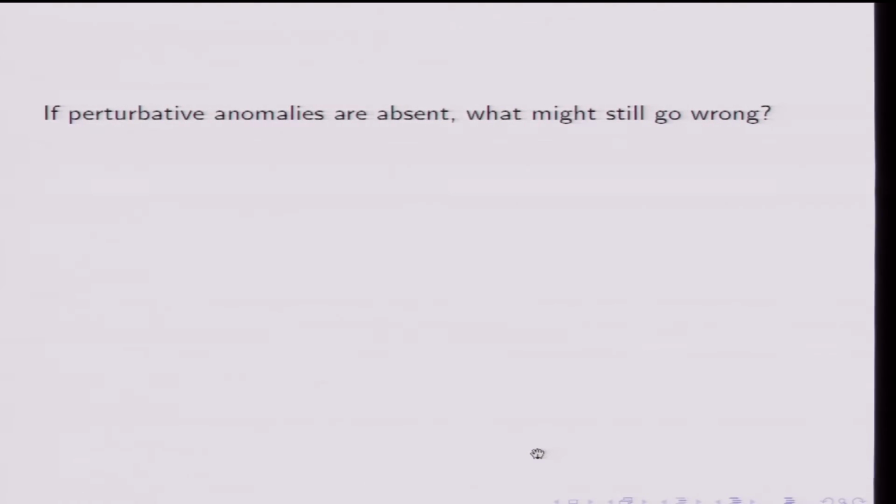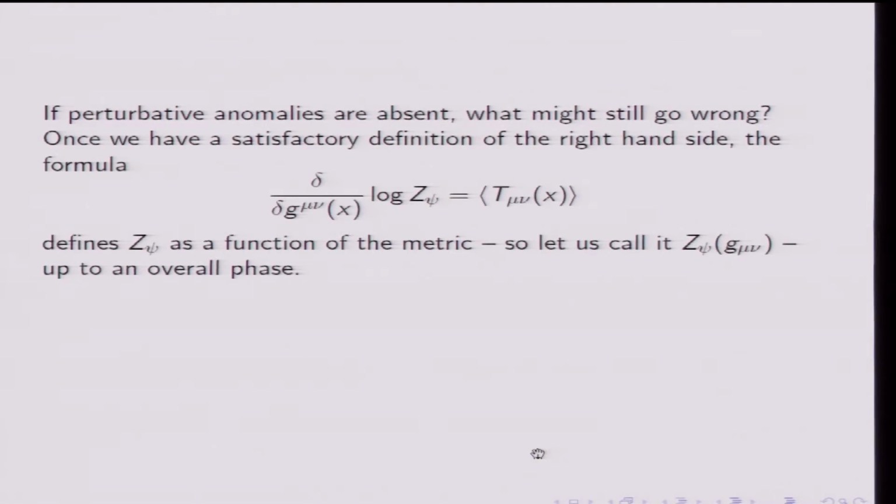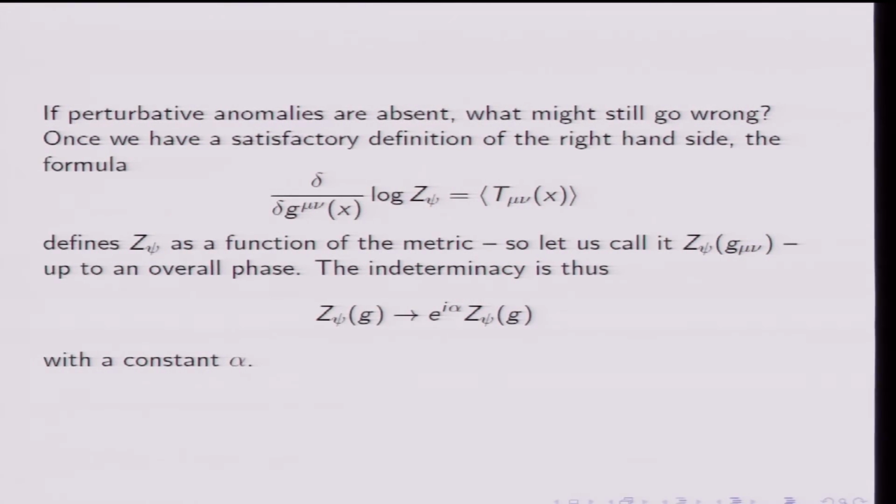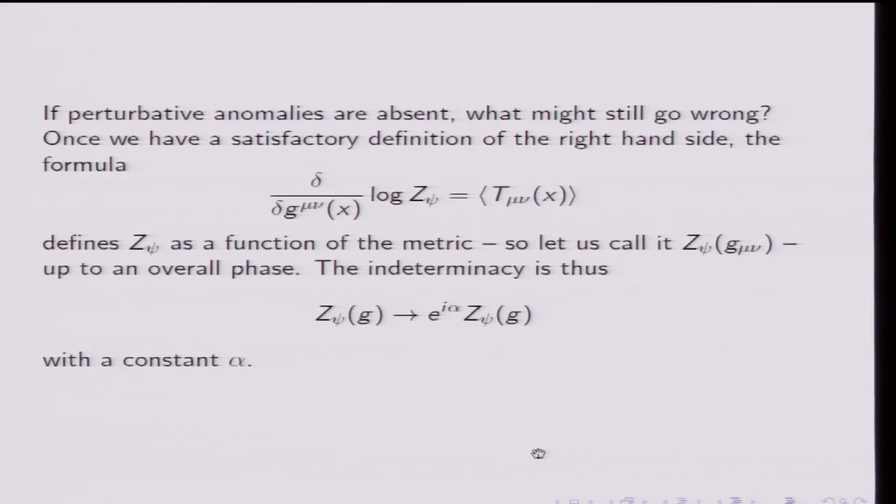If perturbative anomalies are absent, what might still go wrong? Well, once we have a satisfactory definition of the one-point function, the formula defines Z psi as a function of the metric up to an overall phase. There is an overall phase because we only know the derivative of log Z, and knowing the derivative of log Z leaves an unknown constant in log Z and therefore an unknown multiplicative factor in Z. So the indeterminacy looks like this with a constant alpha, and alpha is real because, remember, the absolute value of Z psi could be defined as a determinant. Now, there can indeed be a problem in this overall phase.